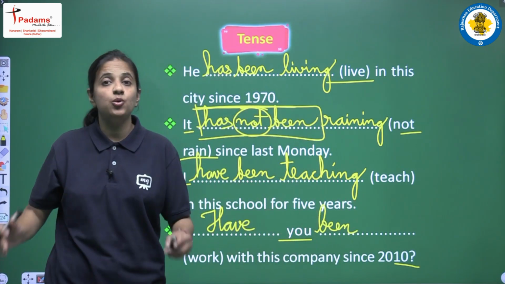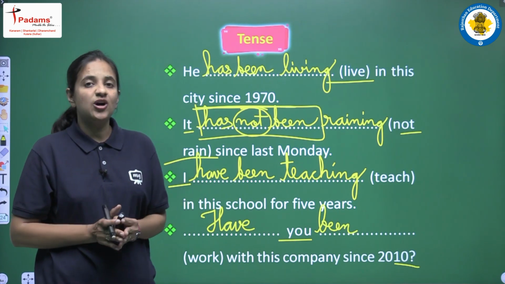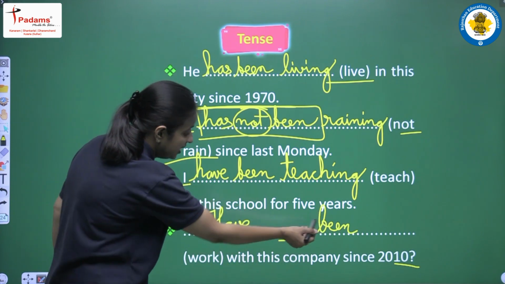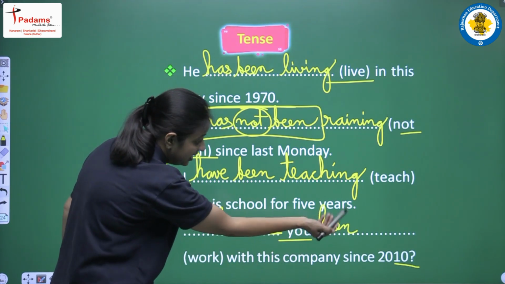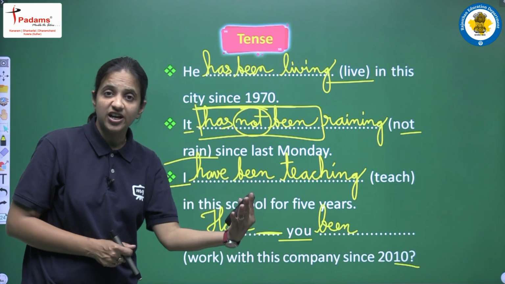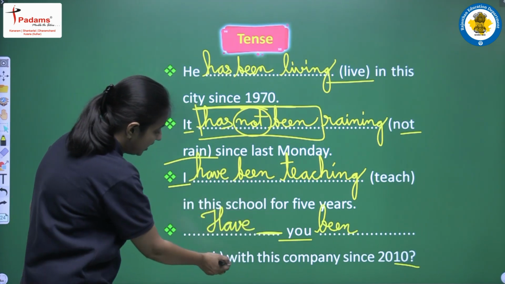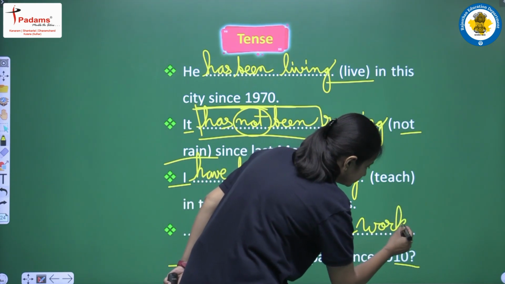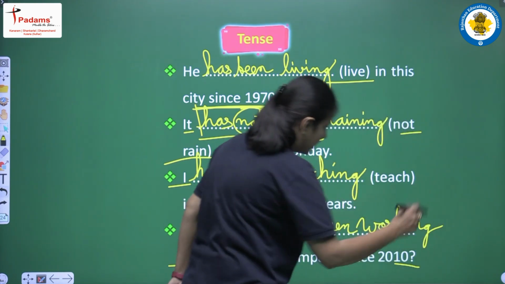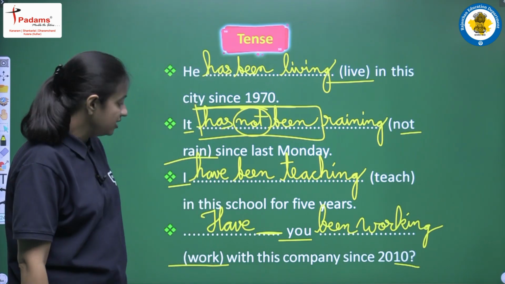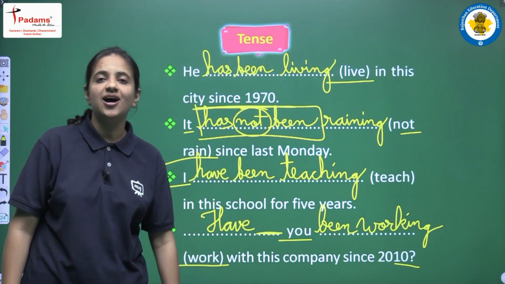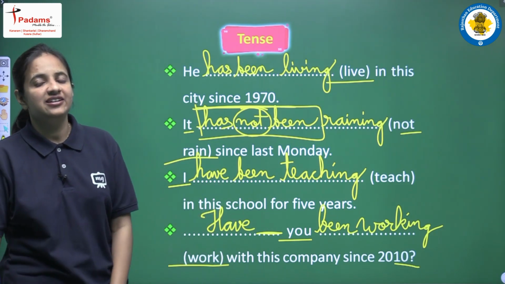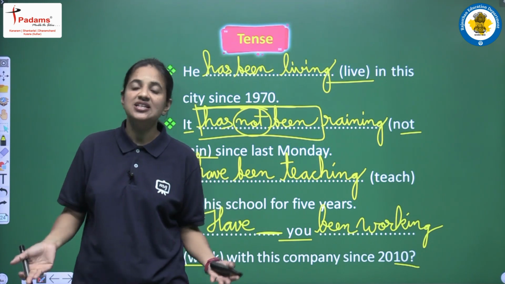Okay, so students, this is something very important. This is something you always have to remember: the structure of the interrogative sentence, you don't have to add been here. Where will been come? After the subject. Okay, so have you been and work plus ing, it will be working. So the answer will be have you been working with this company since 2010? Clear?